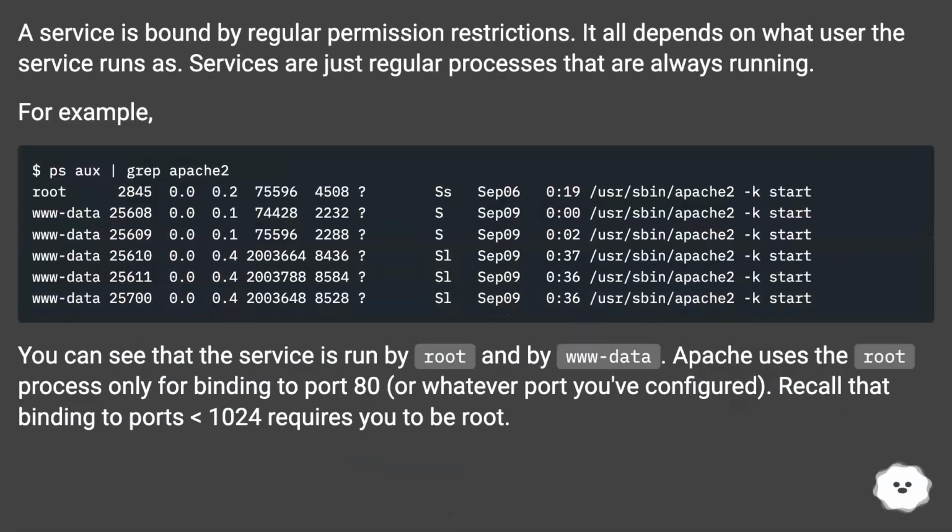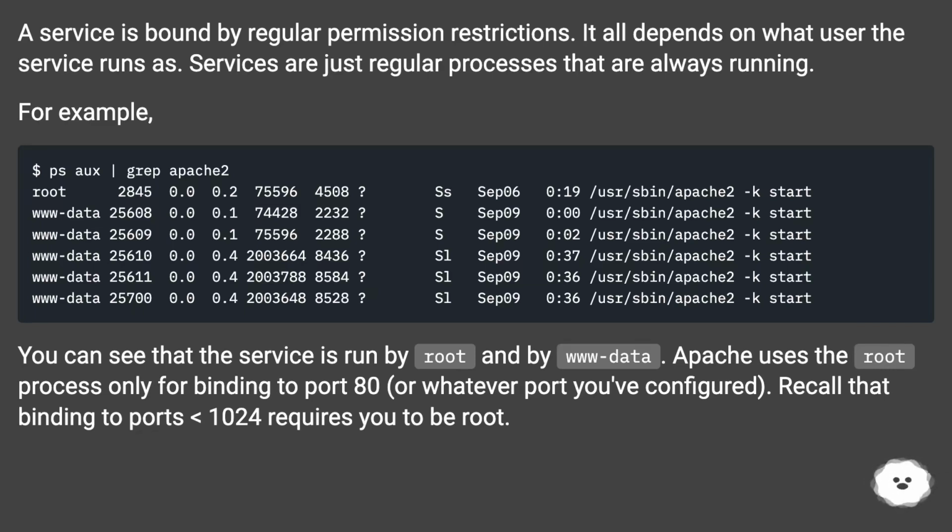A service is bound by regular permission restrictions. It all depends on what user the service runs as. Services are just regular processes that are always running. For example, you can see that the service is run by root and by www-data.